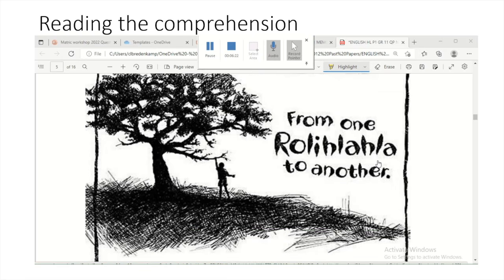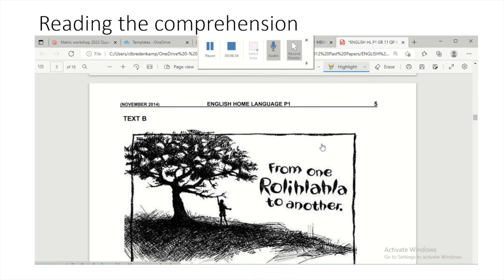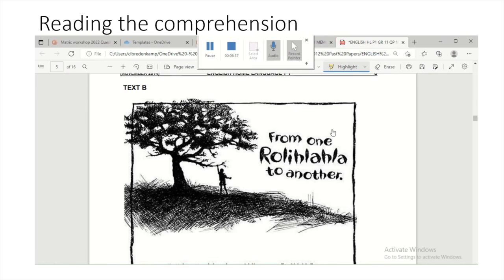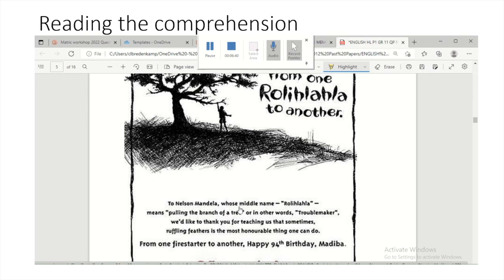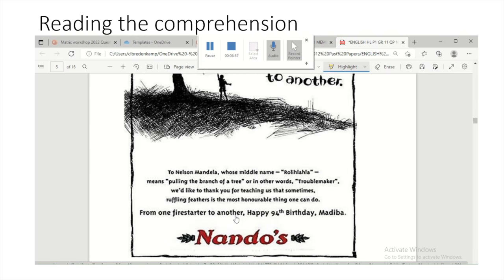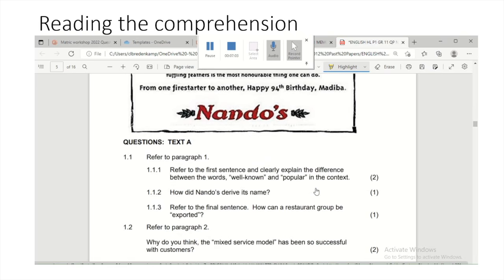Now, please do excuse me if I pronounce Nelson Mandela's middle name wrong. I'm trying. So it says over here, I'm just going to zoom out a little bit so we can see the text as a whole: "From one Rolihlahla to another. So to Nelson Mandela, whose middle name is Rolihlahla, means pulling the branch of a tree, or in other words, troublemaker. We'd like to thank you for teaching us that sometimes ruffling feathers is the most honourable thing one can do. From one fire starter to another, happy 94th birthday, Madiba." And obviously from Nando's.